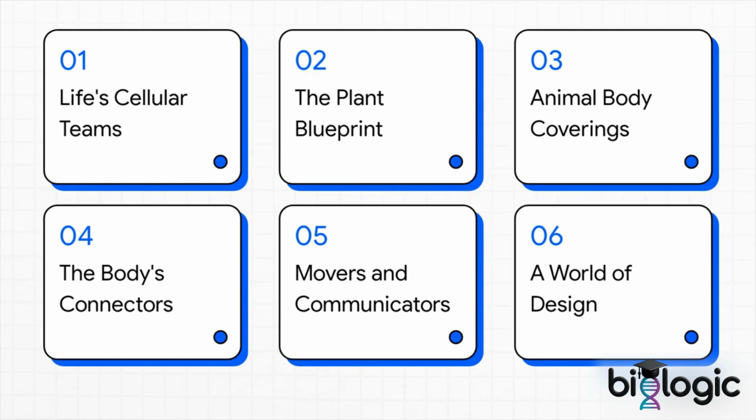So here's our roadmap. We'll start with how cells form these incredible teams. Then we'll check out the unique blueprints for plants, and then for animals, looking at everything from their outer coverings to the stuff that connects them internally. And finally, the tissues that let us move and think.